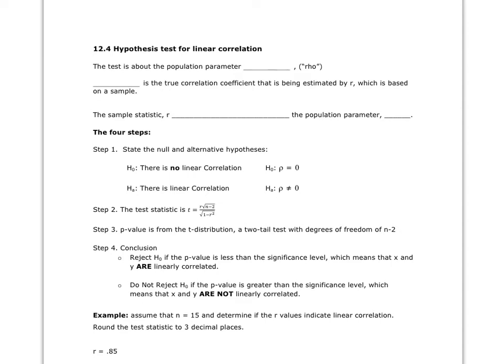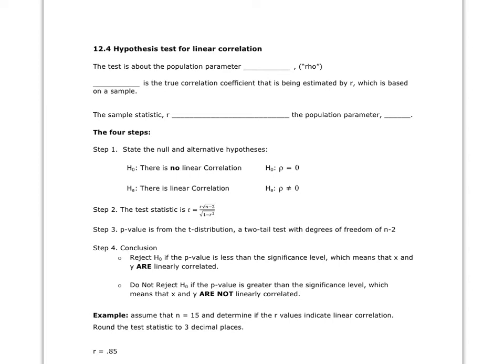So far for linear correlation, we have calculated the statistic R, talked about it being close to 1 or -1 and having strong linear correlation, either negative or positive. We need to have a statistical mathematical way to determine if that statistic R indicates that there is linear correlation or not. So in section 12.4, we look at a hypothesis test for linear correlation.